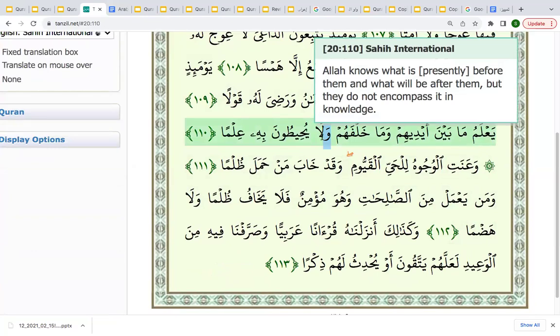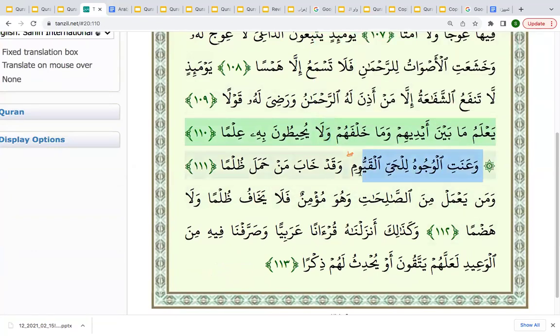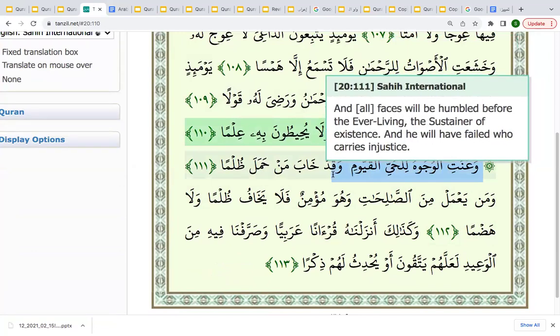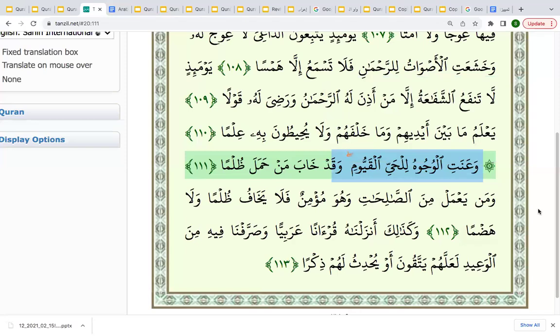Everyone with me? Now look at what is happening. The camera is on our faces. Everyone's face is now being zoomed in.